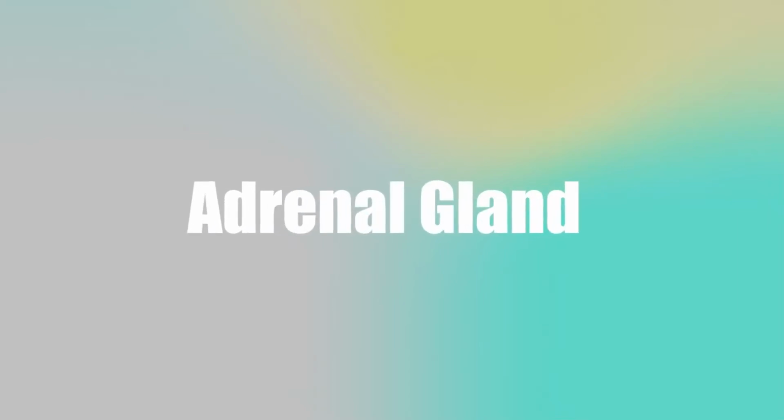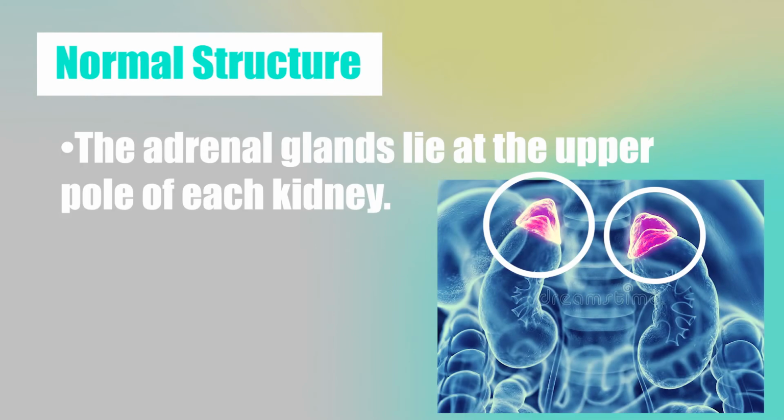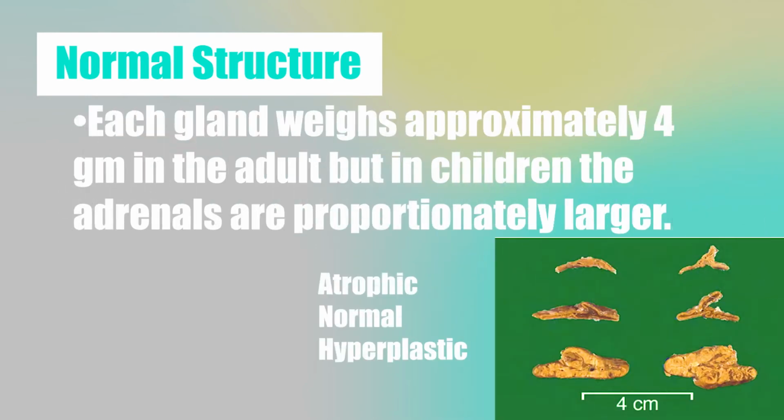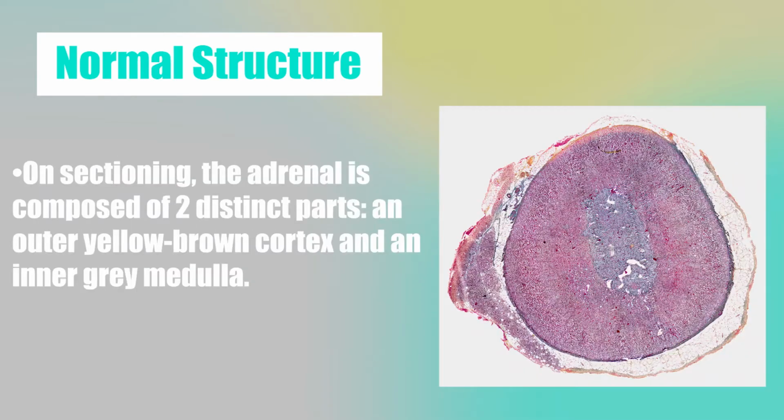Today I will talk about the adrenal gland. Normal structure. The adrenal glands lie at the upper pole of each kidney. Each gland weighs approximately 4 grams in the adult, but in children the adrenals are proportionately larger. On sectioning, the adrenal is composed of 2 distinct parts, an outer yellow-brown cortex and an inner gray medulla.